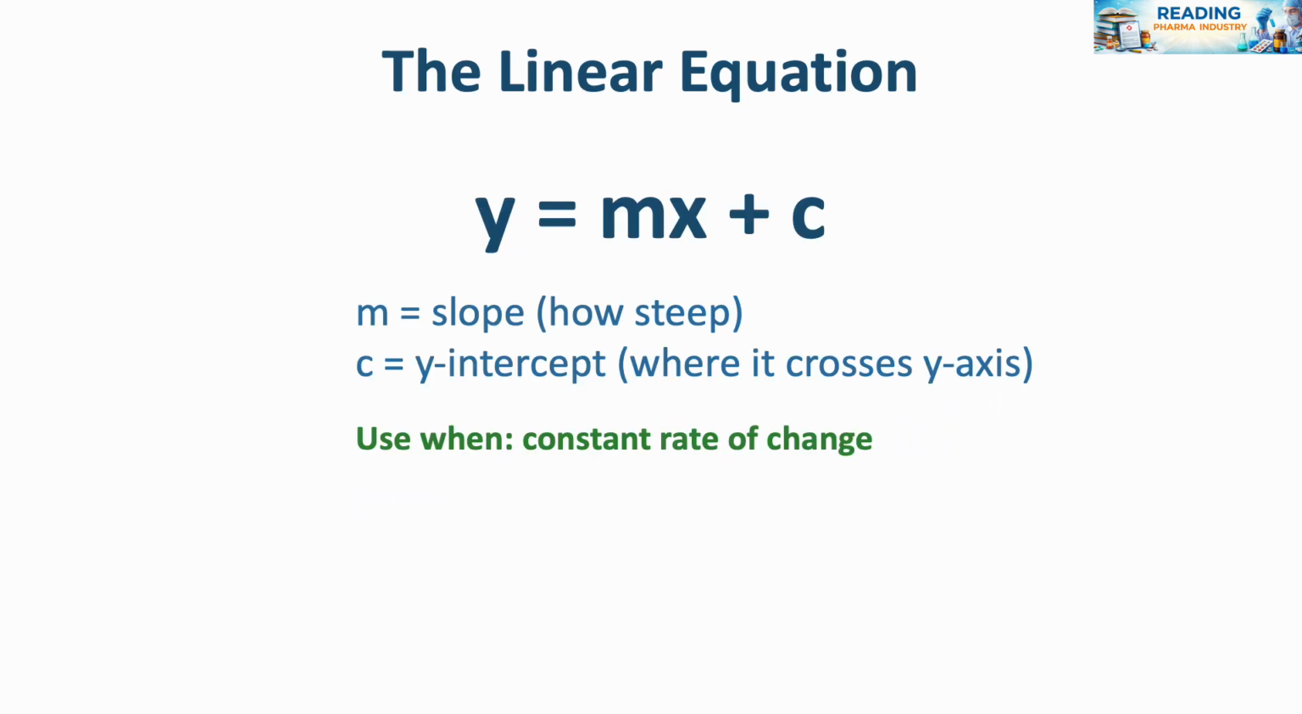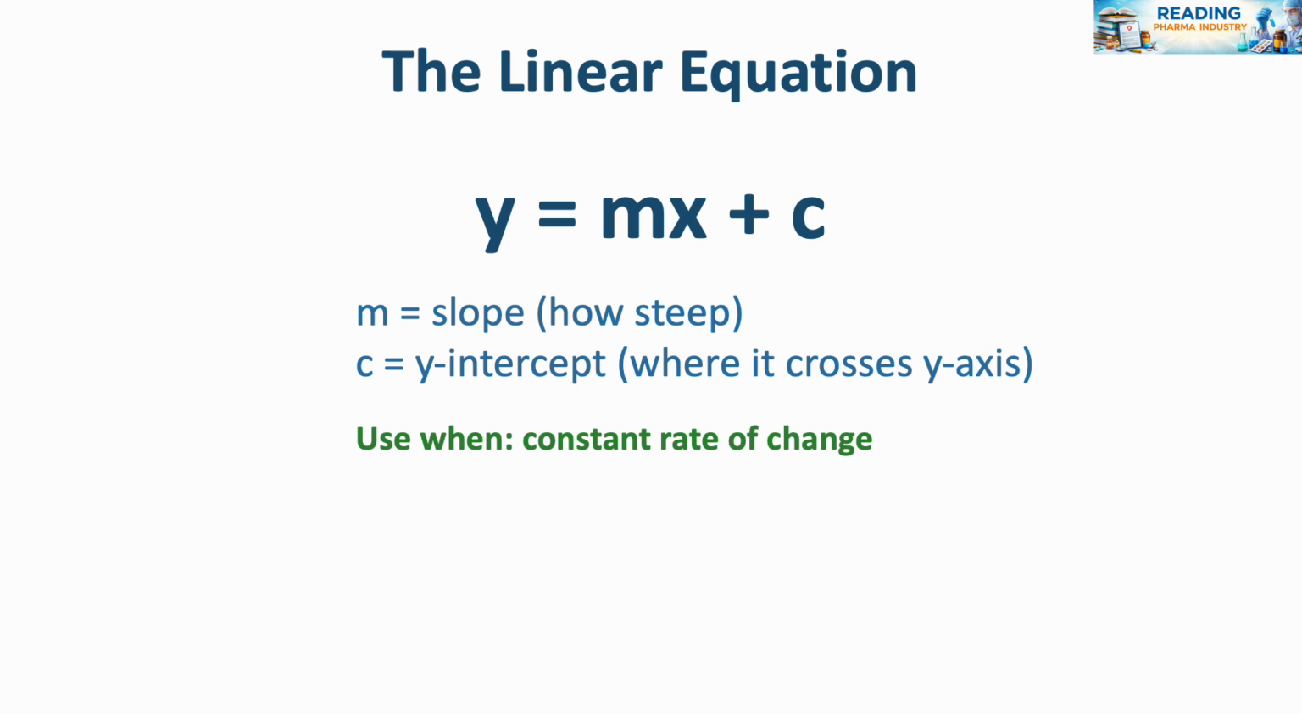The linear equation is y equals mx plus c, in which m is the slope of the straight line. It tells you how steep the line is. Or you could imagine that as how much y changes for each unit change in x. So a steeper line means a bigger slope. C is the y-intercept, where the line crosses the y-axis when x is 0. You should use this linear model when you have a constant rate of change.